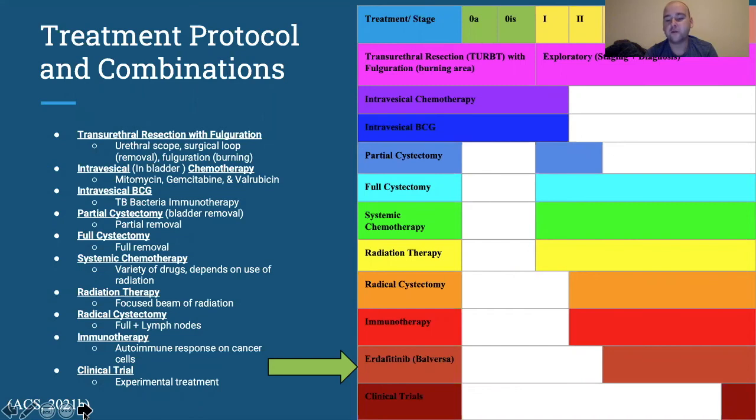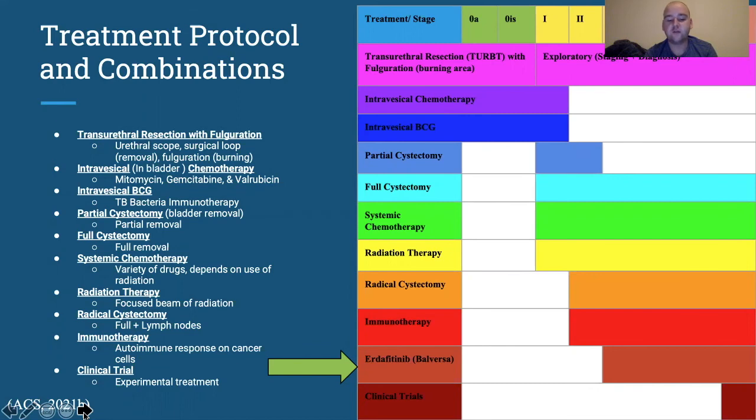Mitomycin is one type of drug. Also, valrubicin is another type of drug, if I'm pronouncing that right. BCG, or Bacillus Calmette-Guérin, is a type of immunotherapy that uses a pathogen related to tuberculosis placed inside the bladder to stimulate the immune system.